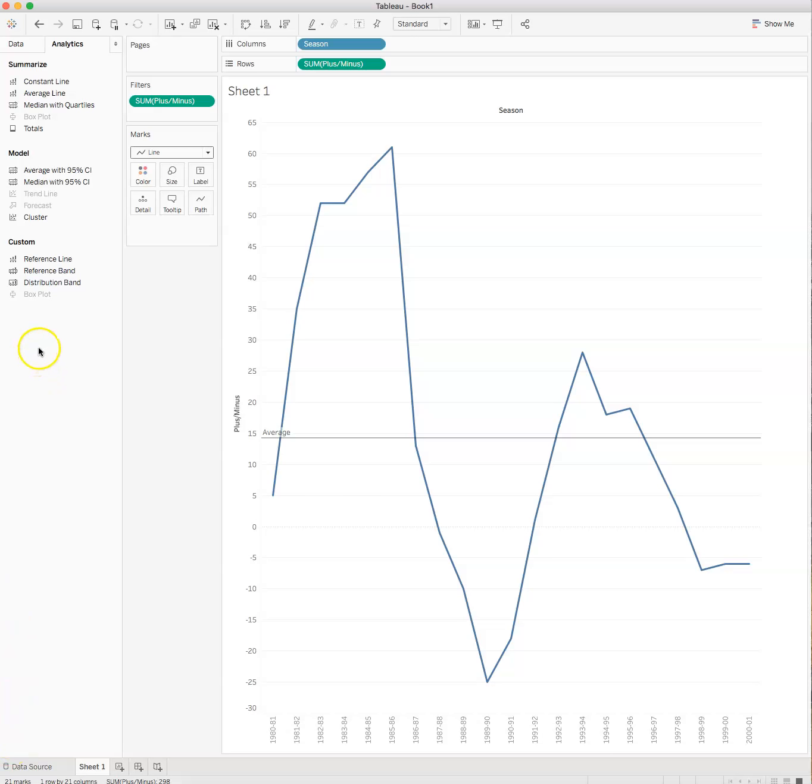Now we want to create two custom reference lines, and those will be set here. So I go to reference line, and once again I drag it over and I apply it to table, and I want a distribution.